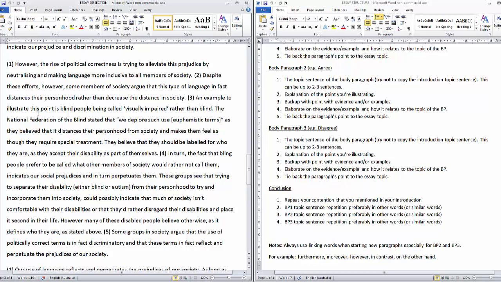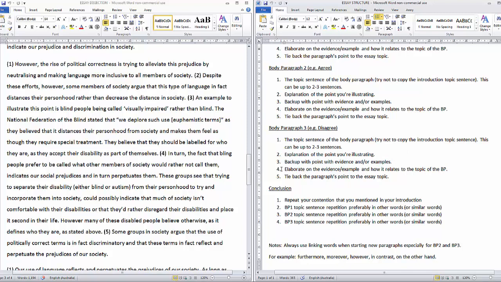An example to illustrate this point is blind people being called visually impaired rather than blind. The National Federation of the Blind stated that we deplore such use of euphemistic terms, as they believed that it distances their personhood from society and makes them feel as though they require special treatment. They believe that they should be labelled for who they are as they accept their disability as part of themselves. So, I backed up my point here with evidence and or examples.